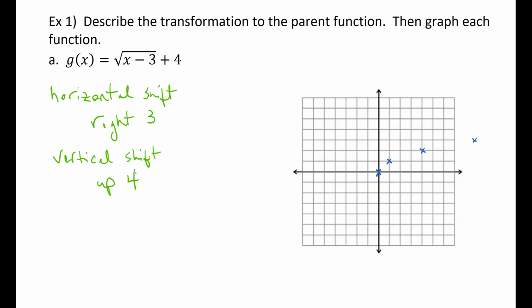So I'm going to go off the little x's that I created in my parent function and taking my 0, 0, going right 3, 1, 2, 3, and then up 4. 1, 2, 3, 4. So there's the new one. And 1, 1, go right 3, 1, 2, 3, and then up 4. 1, 2, 3, 4. And I can fit this last one in. That's at 4, 2. We go 1, 2, 3 right and up 1, 2, 3, 4. And there is our transformed function.